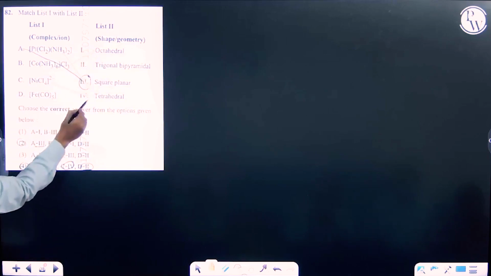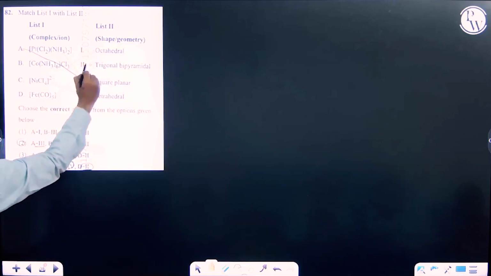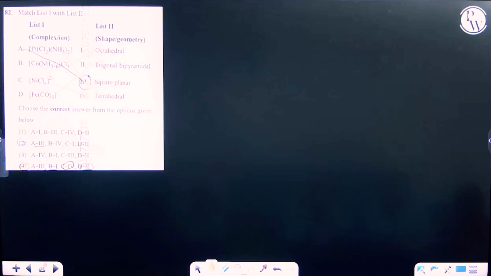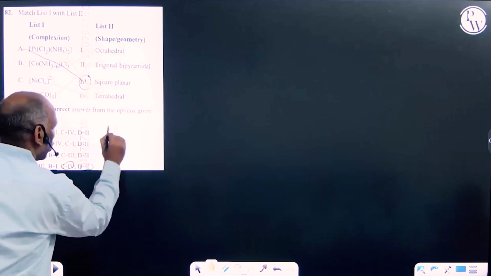This is tetrahedral in shape. You can go by this. This one is trigonal bipyramidal. Choose the answer as the fourth option. It is also a simple question where people should not make any mistake. This is easy only.